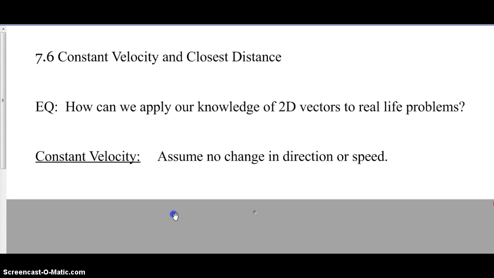The first one is the constant velocity. Whenever you see those words, you're going to assume there's no change in direction or speed. Also, the problem might not say constant velocity, but if they give you a direction vector, then you're going to assume it's a constant velocity, unless they tell you something different later in the problem.